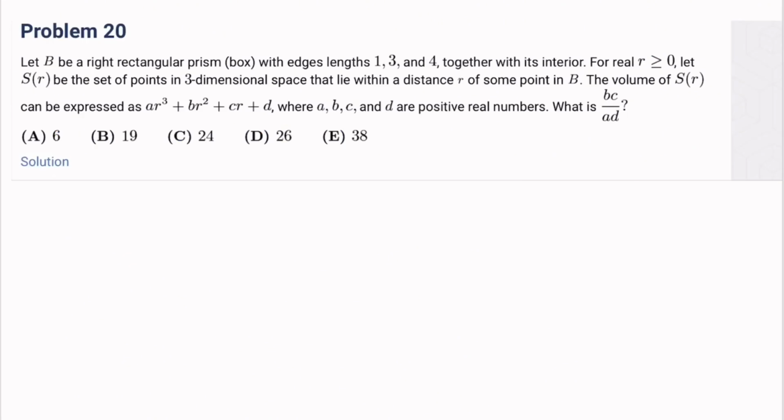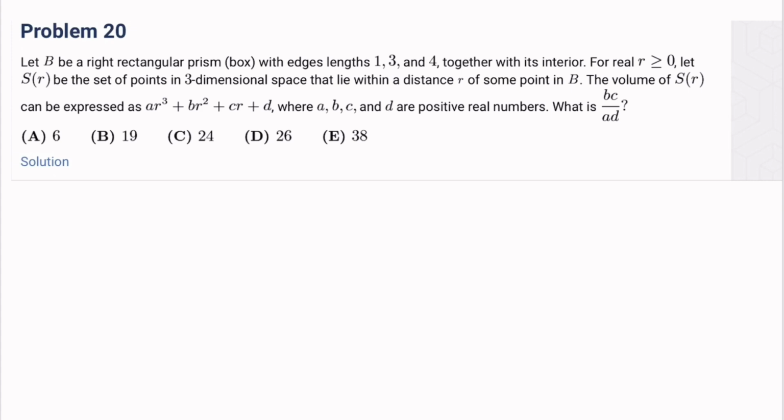Problem number 20. Let B be a right rectangular prism box with edges of length 1, 3, and 4, together with its interior. For real r greater than or equal to 0, let S(r) be the set of points in three-dimensional space that lie within a distance r of some point in B. The volume of S(r) can be expressed as Ar cubed plus Br squared plus Cr plus D, where A, B, C, and D are positive real numbers. What is BC over AD?